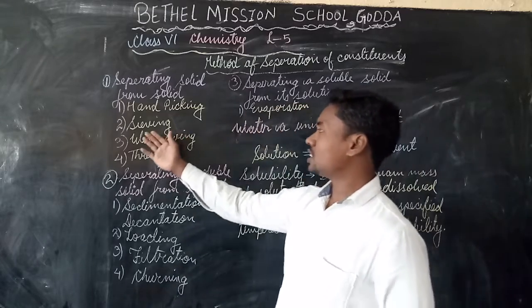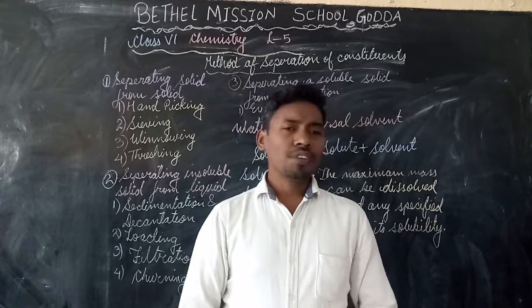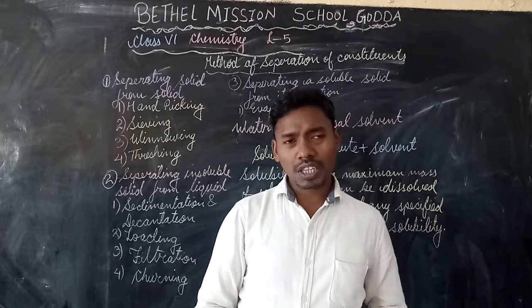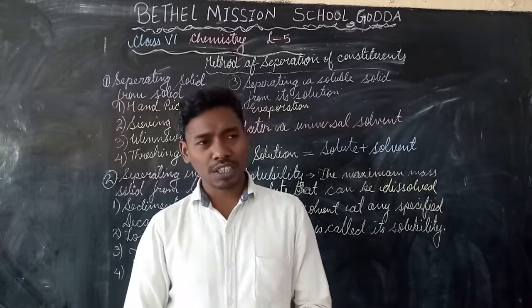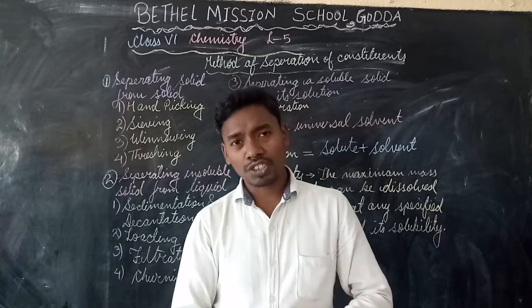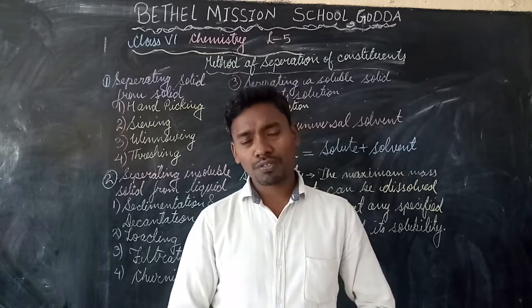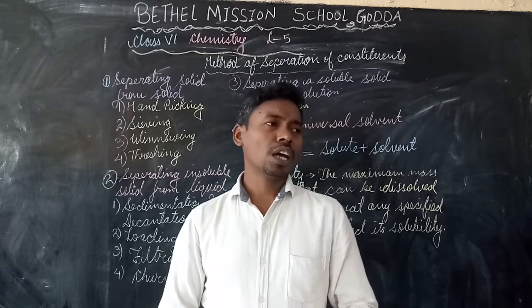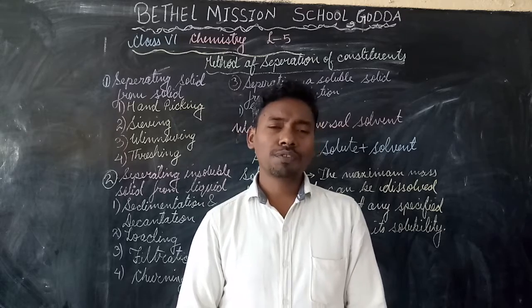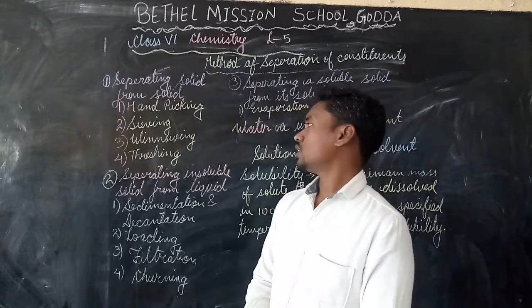The second process is sieving. In sieving we separate two types of solids, one which is very small in size and one which is greater in size. Sieve in Hindi you can say as chalni. You might have seen it used to sieve flour. So sieving is a process of separating mixtures whose components differ in size, especially when one of them is very small in size.